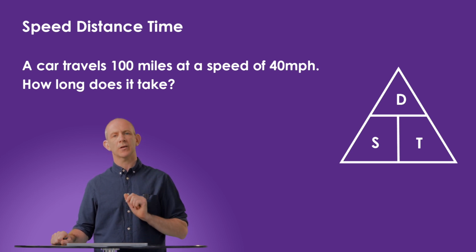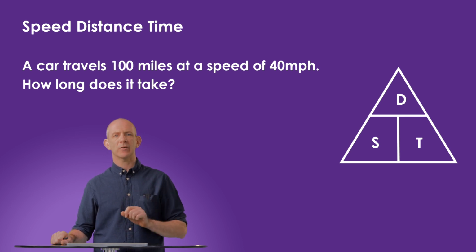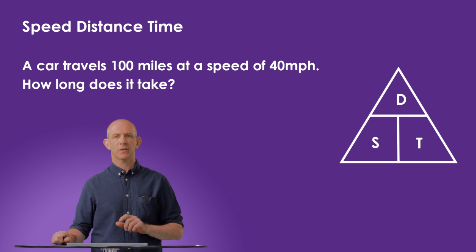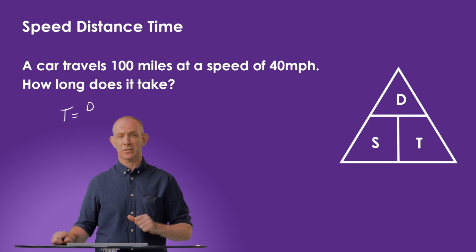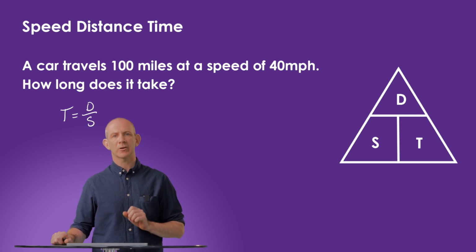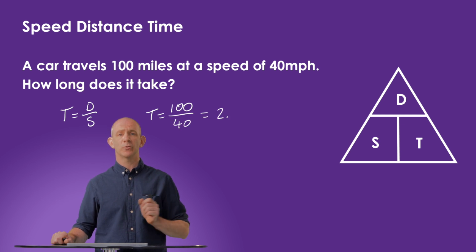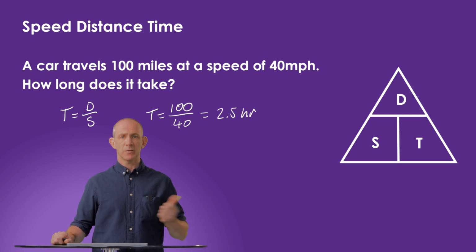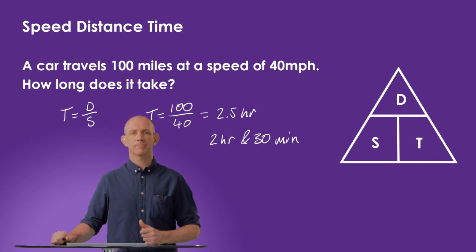We have a car travelling 100 miles at a speed of 40 miles per hour, and we're asked to calculate how long it will take. If I'm trying to calculate the time, that equals distance over speed, or distance divided by speed. So time will be calculated by 100 miles divided by 40 miles per hour to give 2.5 hours. As the speed was in miles per hour, we can say that it's 2 hours and 30 minutes.